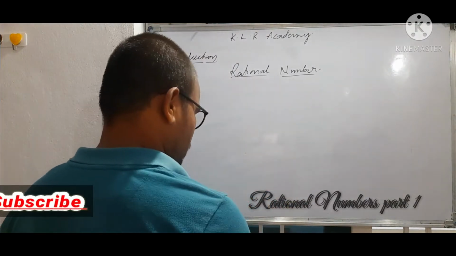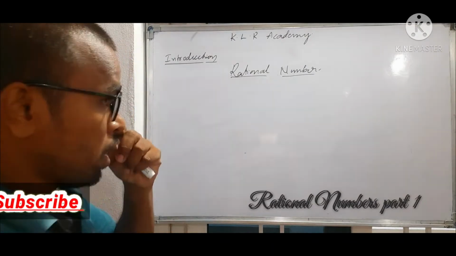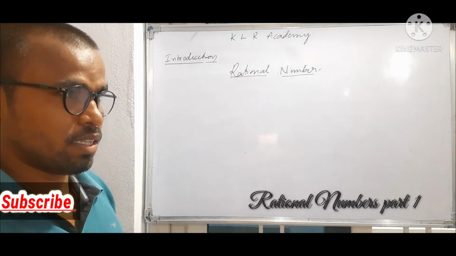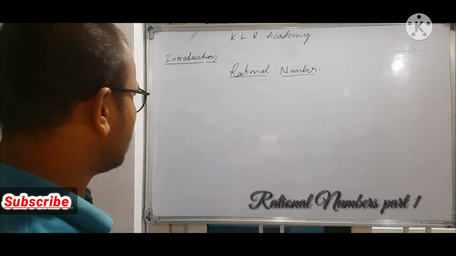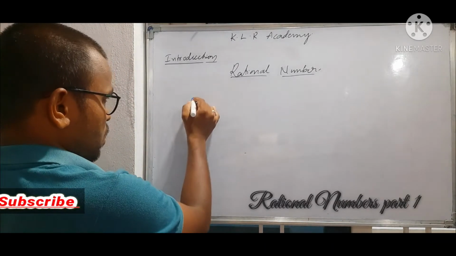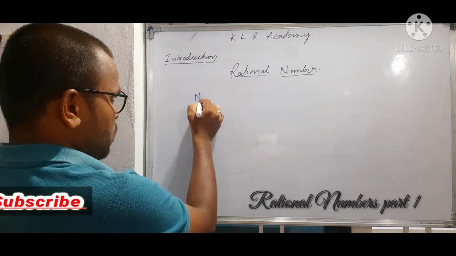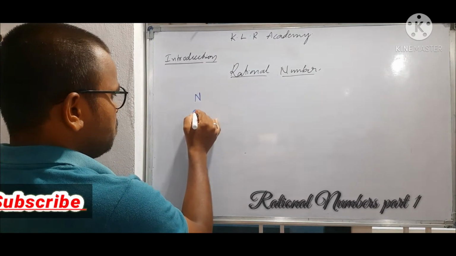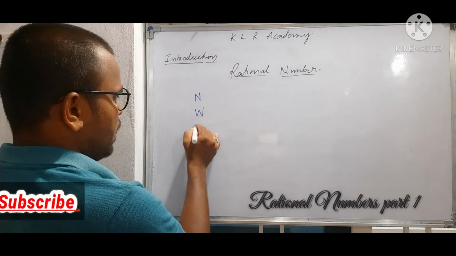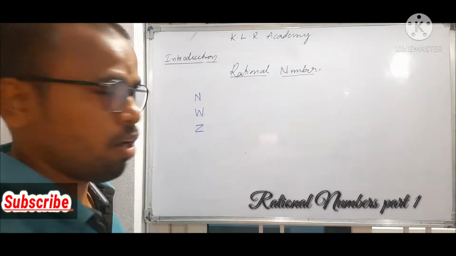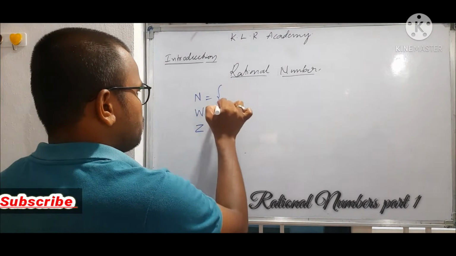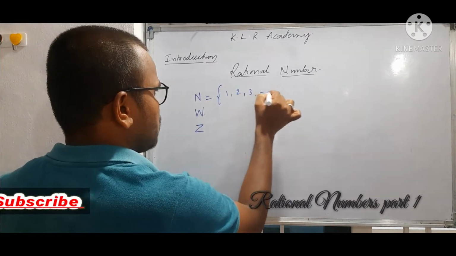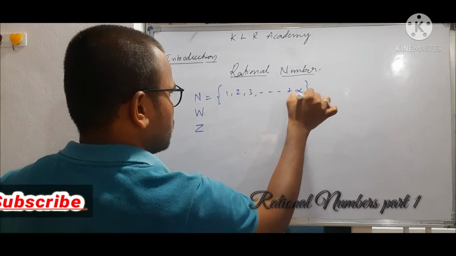So before going to discuss rational numbers, you have to know some basic knowledge. What you need is a minimum knowledge related to natural numbers, whole numbers, and integers. The set of all counting numbers that you know is known as natural numbers.